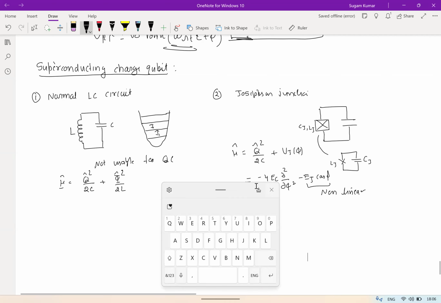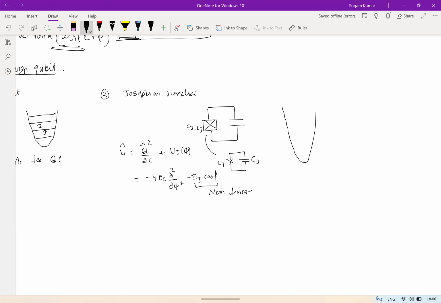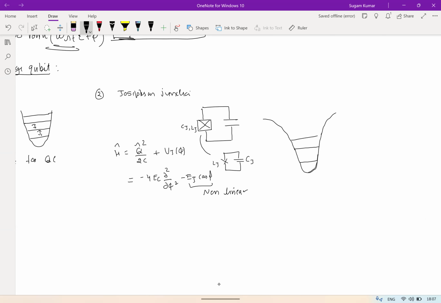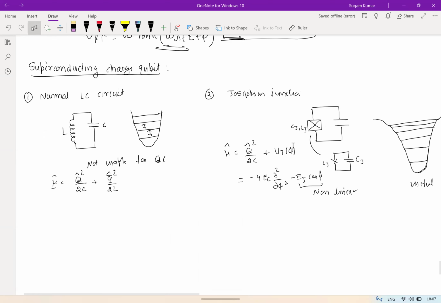Because of this non-linear behavior, you can see that while generally the potential is parabolic, in this case the potential is going to be non-parabolic, like this. So here these levels are not equally spaced, and now this system is useful for quantum computing. If you want to make a qubit based upon superconducting circuits, then you have to use the Josephson junction.